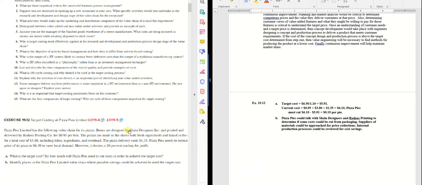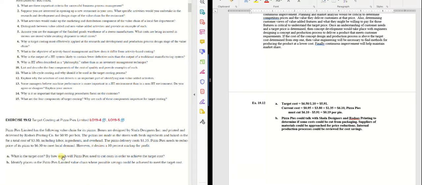It has boxes designed by a company for 95 cents per box. The pizzas are made in the store and baked for a total cost of $3.80, which includes labor, ingredients, and overhead, so direct material, direct labor, and overhead. The pizza delivery costs $1.35, and they need to reduce the price of pizza to $6.50 to meet local demand. So I wish they would have also put selling price. So put selling price there, and they desire a 10% markup on cost for profit.